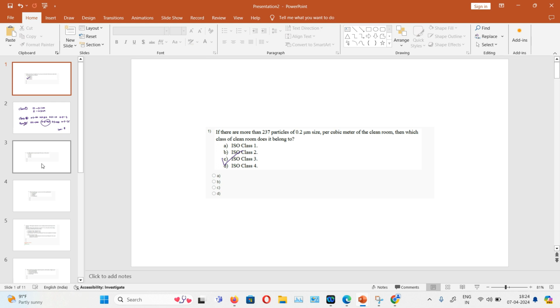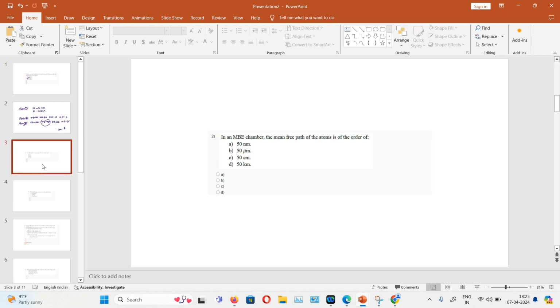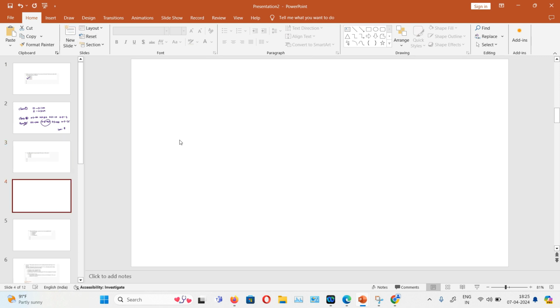So let's go to the second question. In an MBE chamber, the mean free path of the atoms is of the order of... You may have gone through the lecture containing this MBE. What is MBE? MBE is molecular beam epitaxy. How does it work? In that setup, there will be different chambers containing the particular molecules to be coated, with a shutter.